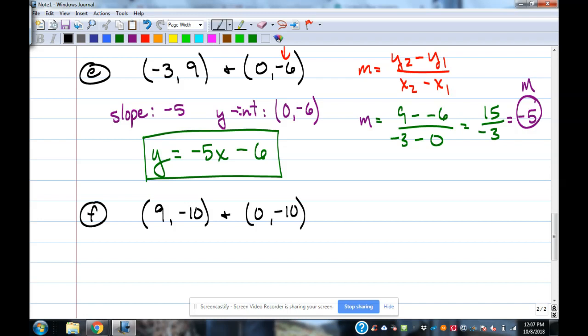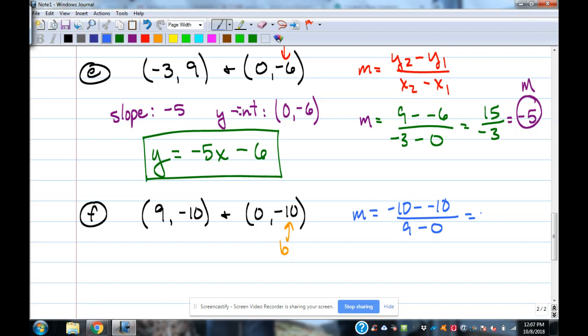Nine, negative 10, and 0, negative 10. Do we have anything? Is one of those the y-intercept? 0, negative 10 is the y-intercept. So that's b right there. We got to find the slope. Negative 10 minus negative 10 over 9 minus 0.